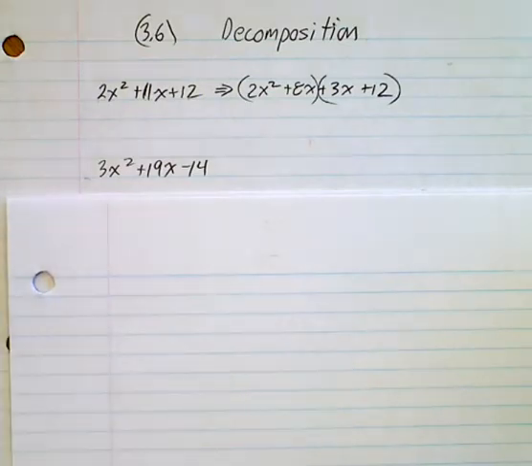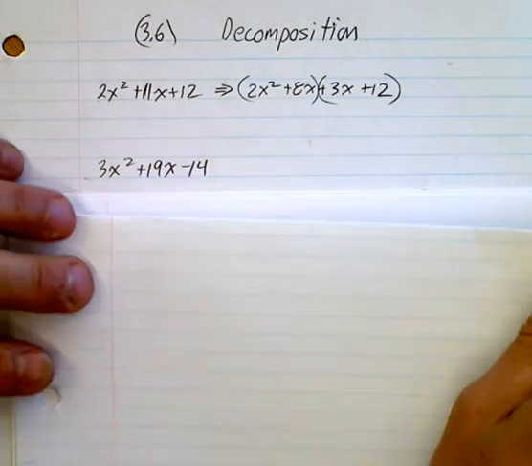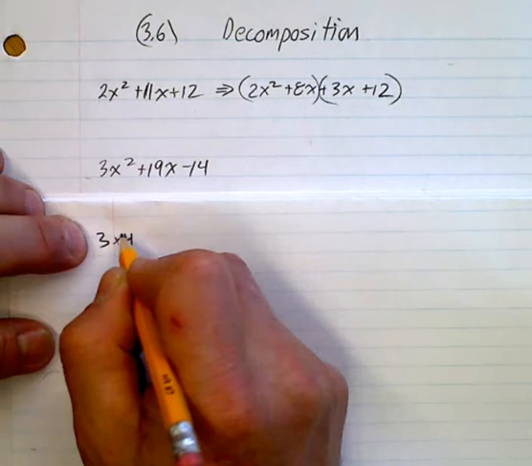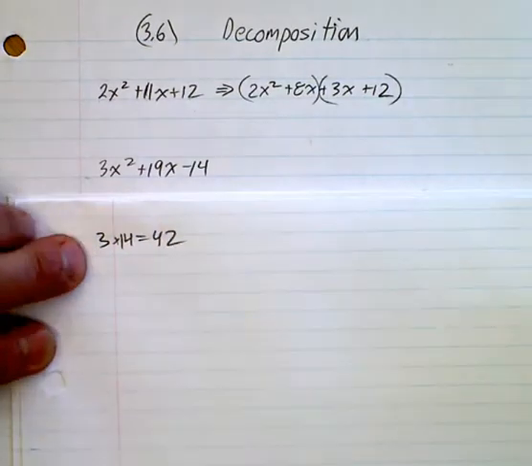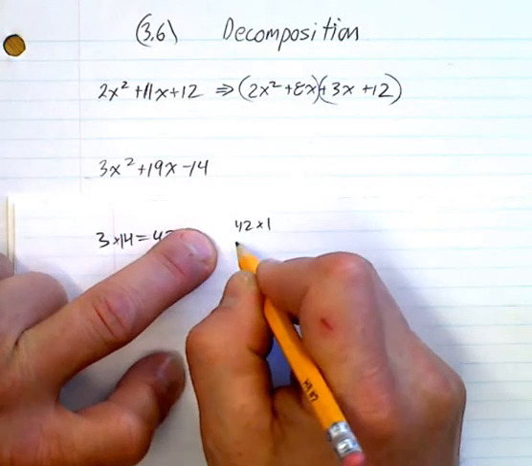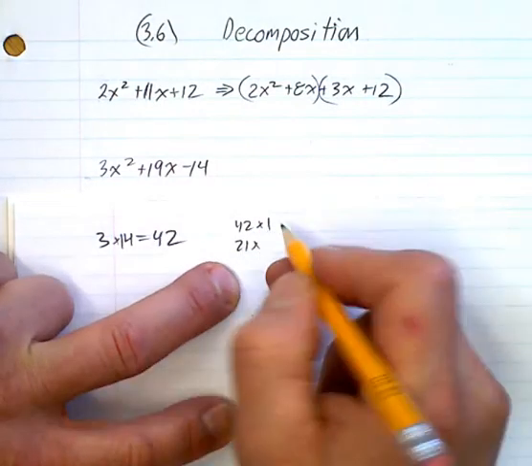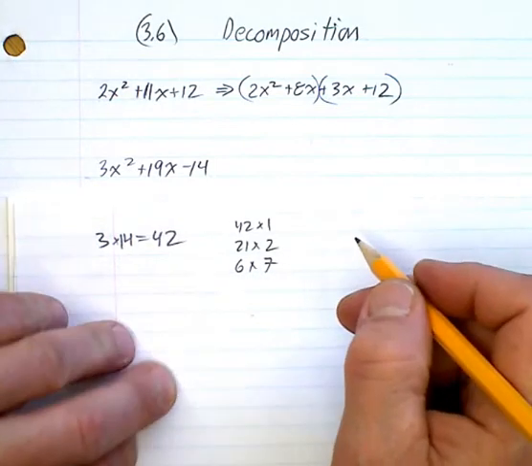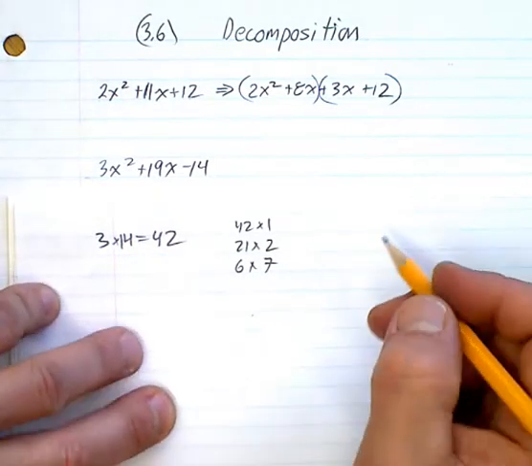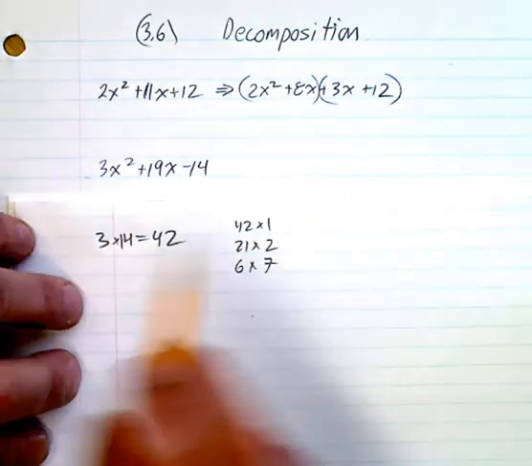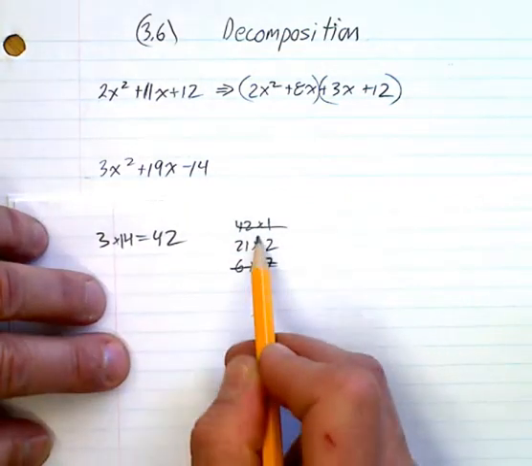Let's have a look at this one. Take the first two numbers and multiply them together. So 3 times 14 equals 42. Then we look at all the combinations that multiply to give you 42: 21 times 2, or 6 times 7. Those are the only ones I can think of. Can you see anything that would combine in some way to give me 19? Hopefully you can see that it's this one right here.